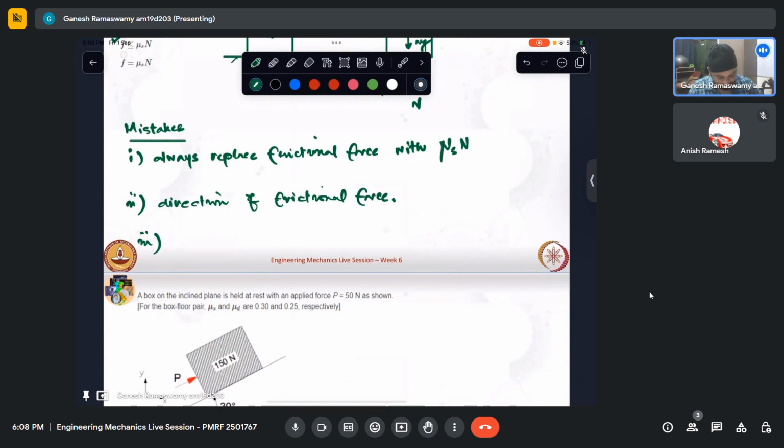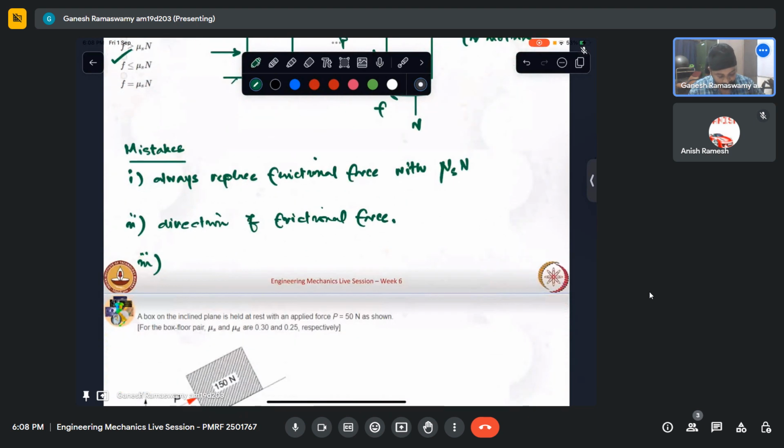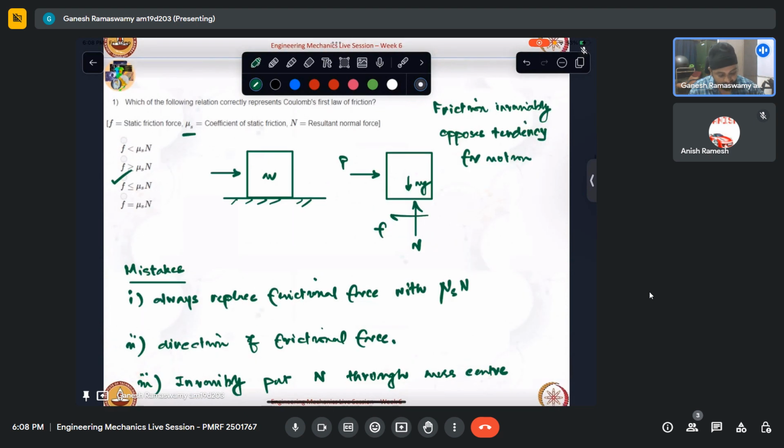And let me just add this also. Invariably put N through the mass center. We can take note in this free body diagram that we have drawn that N is not passing through the center. The line of action of N is this and the line of weight is this. There is some distance. It is eccentric. It is not passing through the center, which will inevitably be the case.